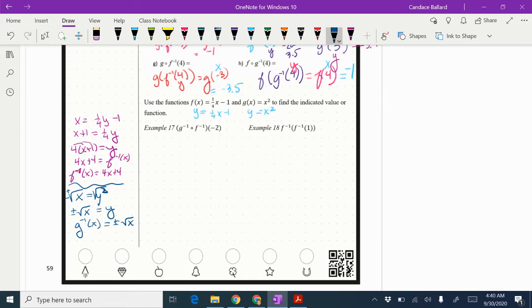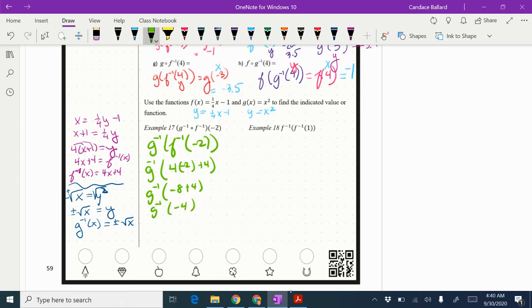All right. The next thing I'm going to do is rewrite my functions here. So it's really g inverse of f inverse of -2. That means I'm going to take the -2 and plug it into my f inverse. I'm just going to do it inside my function here. So we've got 4 times -2 plus 4. So we have 4 times -2 is -8, and then -8 plus 4 would be -4. Now I'm going to take that -4 and substitute it into my g function.